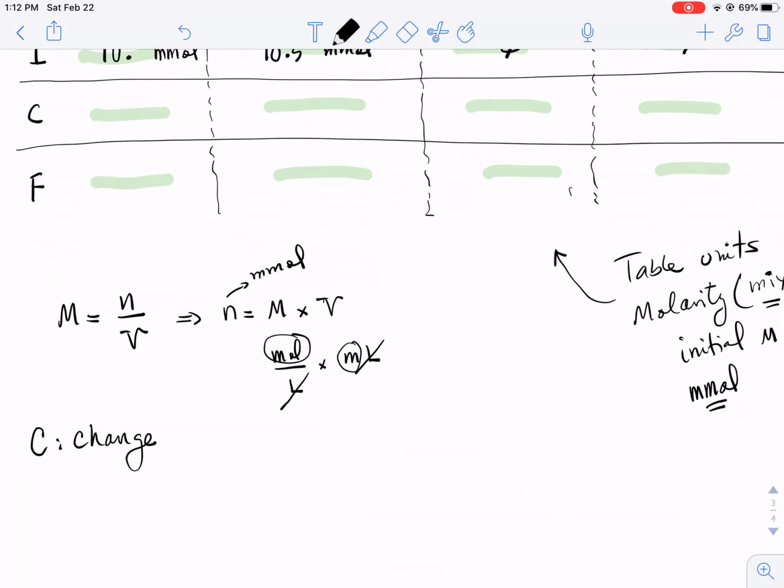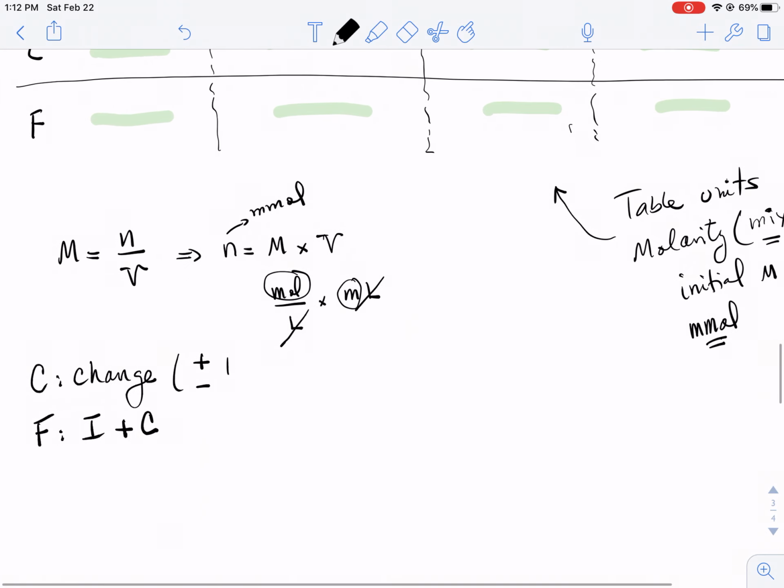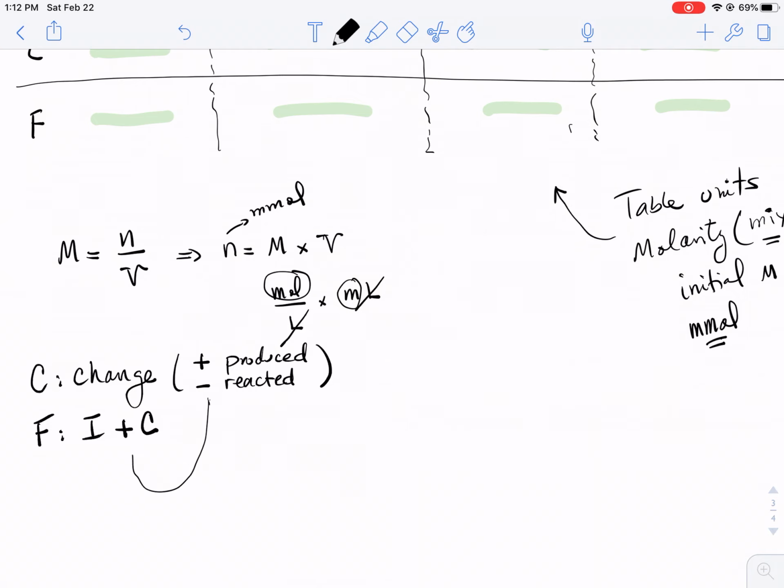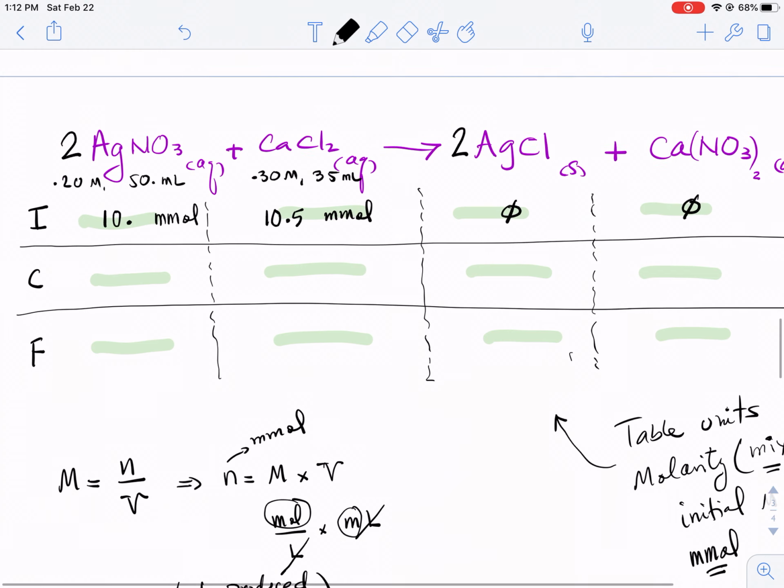In order to get the final line, we take the initial line plus the change line. Therefore, my change should be positive or negative. Positive is for a situation where a chemical is produced, so you put a positive sign next to the millimole. Negative is for a situation when a chemical is reacted. This way, the plus and minus will work themselves out correctly in sign when you do the final line. So we need to figure out which is the limiting reactant and which is the excess.